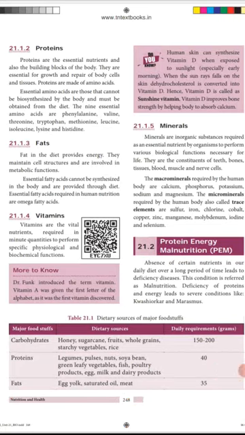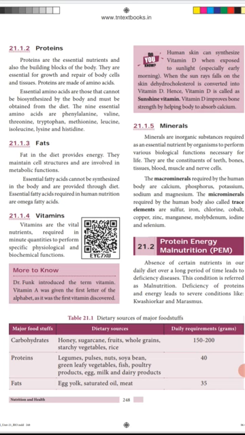Next one is protein. Dal is an example of protein. Proteins are the building blocks of the body. They repair the body cells and tissues and are essential for the growth of the body. Proteins are made up of amino acids. The essential amino acids cannot be synthesized in the body, so we obtain them from the diet.